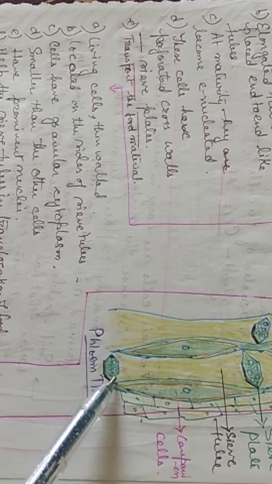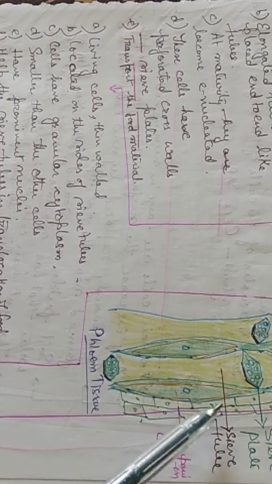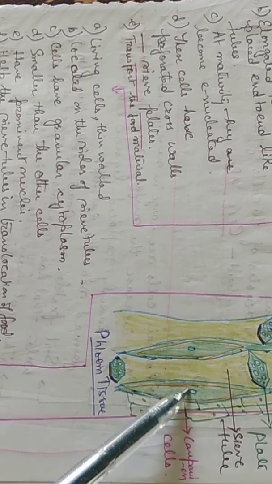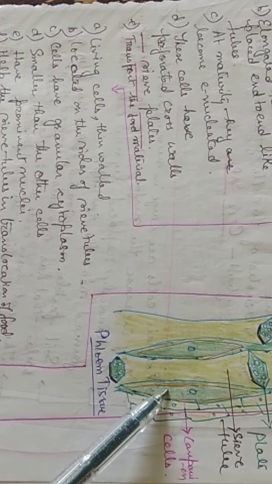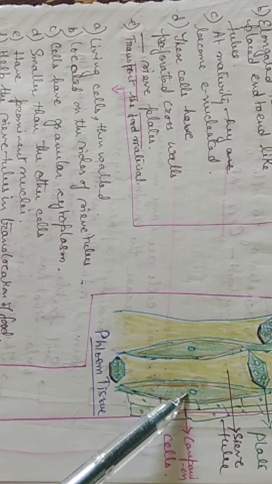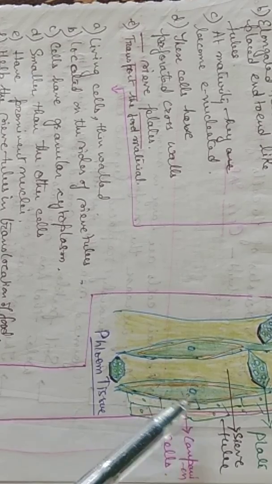So these are the companion cells. They just lie beside the sieve tube cells. They are located at the sides. They are living cells. They have thin walls, granular cytoplasm, prominent nuclei, and they help the sieve tubes in translocation of food.